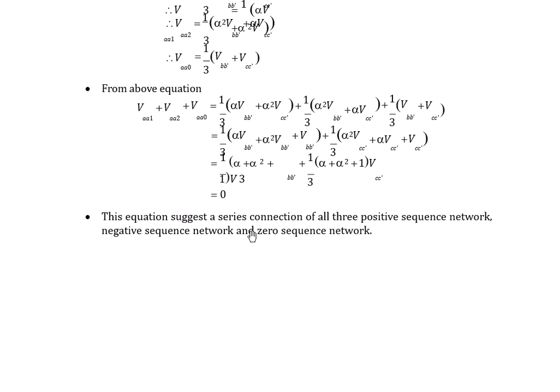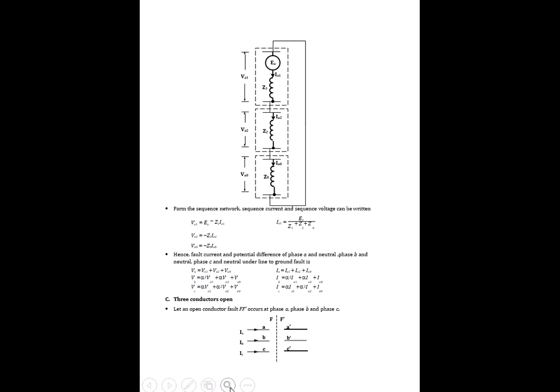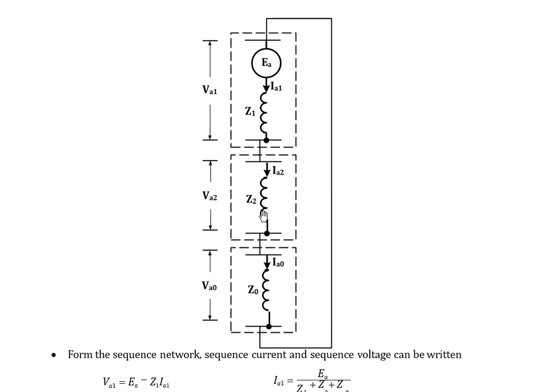So this equation suggests a series combination, because we see here that all the currents are the same, and there is only one network in which all the sequence currents are the same, and that is a series network. So this equation represents that our sequence networks are in series connection. Our network looks like this, similar to the LG fault, but here there is no fault impedance. Whenever an open fault occurs, there is no fault impedance.